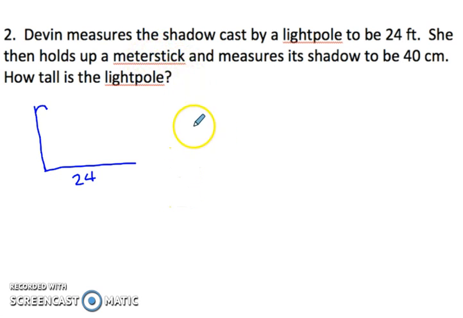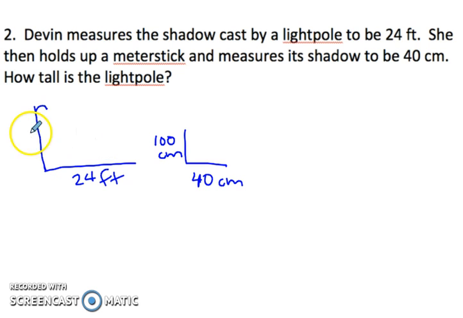And then she holds up a meter stick, and its shadow is 40 centimeters. So we get 40 centimeters here. Well, this was in centimeters, so we need this length to be in centimeters so that they match. A meter is equal to 100 centimeters, so I'm going to label this as 100 centimeters. This one was feet. We can still set up a proportion, and our answer here will be in feet. So these two units match, these two units will match.